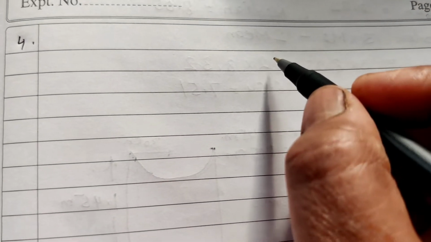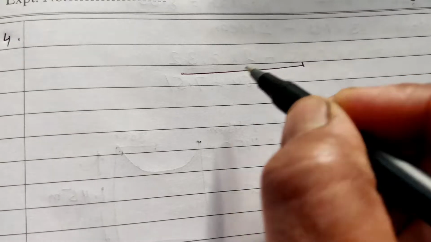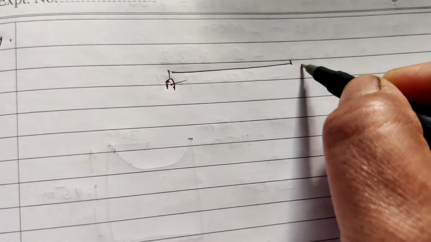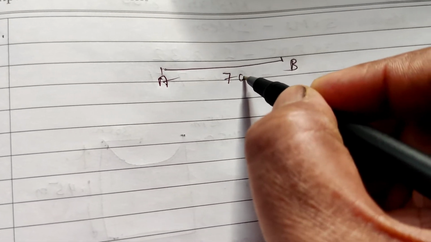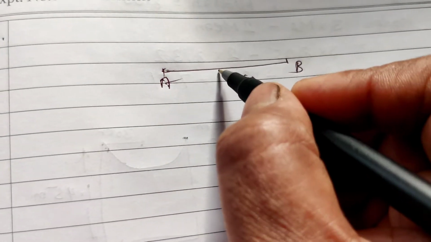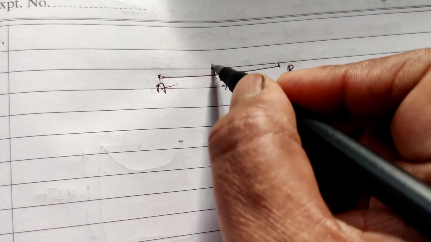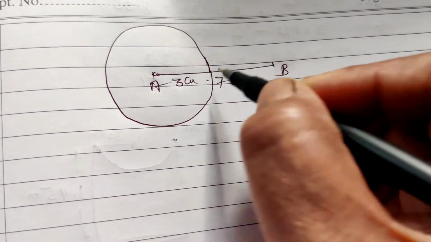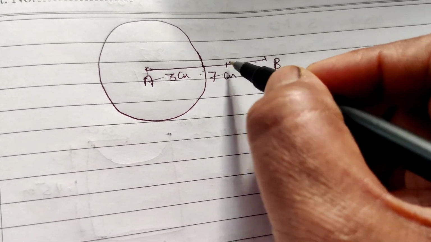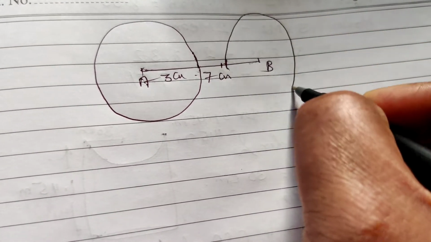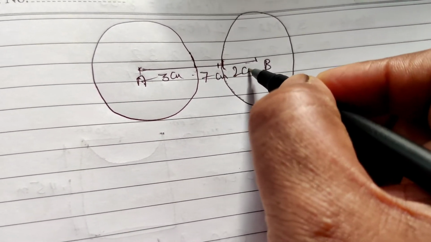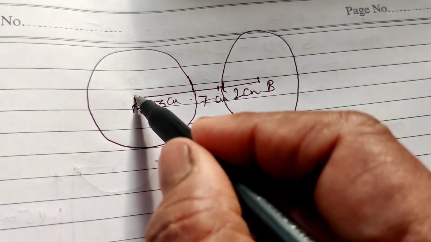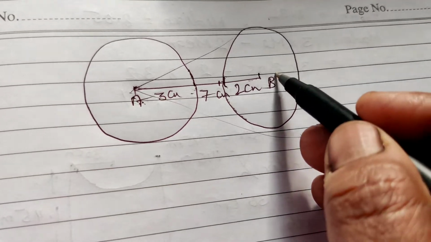Rough figure. Draw a line segment AB of 7 cm. Take A as a center and draw a circle of radius 3 cm. Then take B as the center and draw a circle of 2 cm radius. Now draw the tangents from A to this circle and from B to this circle.